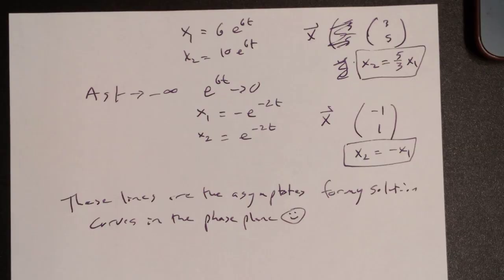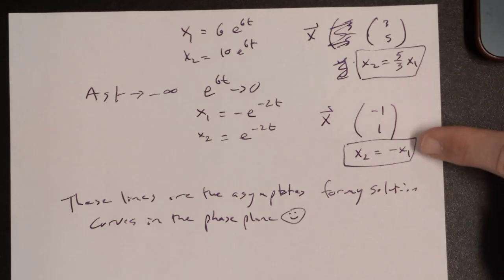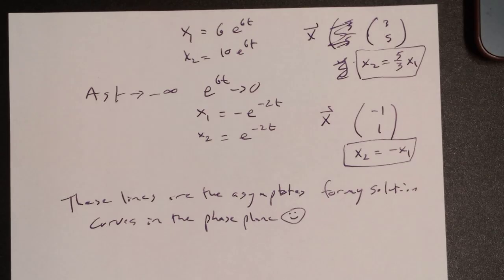Now, both of these lines had different behavior. On the line y equals 5/3 x, we were going out. And along the line y equals minus x, we were coming in. So we were going out on this line and in on this line.